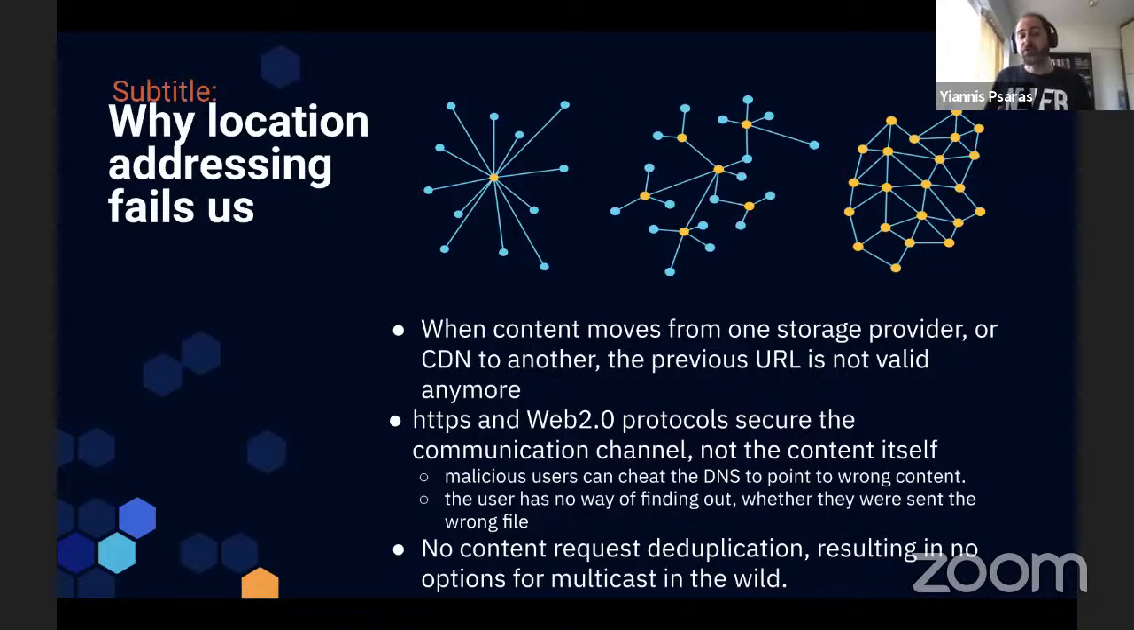There are security implications as well. In the current location addressing or host addressing model of the web, what happens is that we secure the channel between the two hosts that are communicating and not actually the content itself. This means that malicious users can either cheat the DNS and point to wrong content, and most importantly, that the user cannot verify themselves that the content they're receiving on their screen is actually what they asked for.